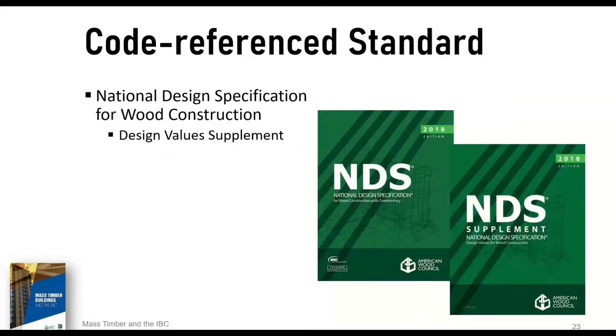The NDS is the standard referenced by the IBC for the design of wood construction. What I've shown on the slide here is the NDS plus the NDS supplement. The NDS supplement provides information like nominal sizes, section properties, and the design values that are plugged into the formulas found in the NDS. So the NDS supplement is really important to have available and to use, because for the formulas in the NDS, to find out the information and where they plug in, you go to the NDS supplement to get that type of information.